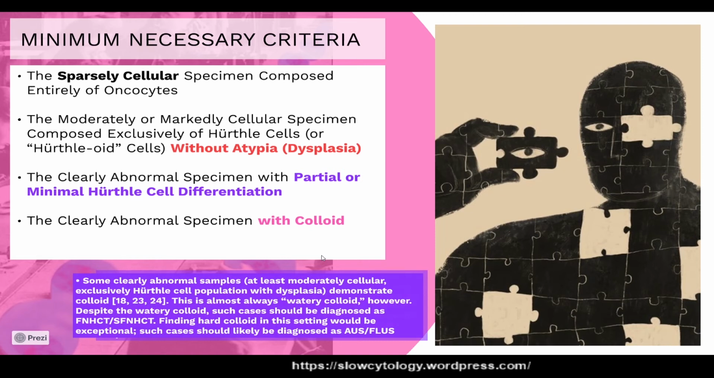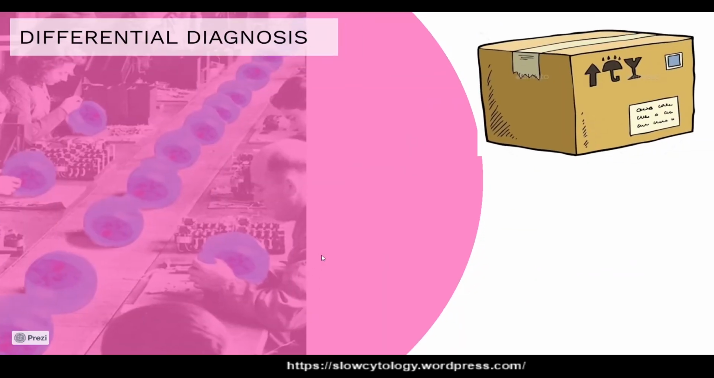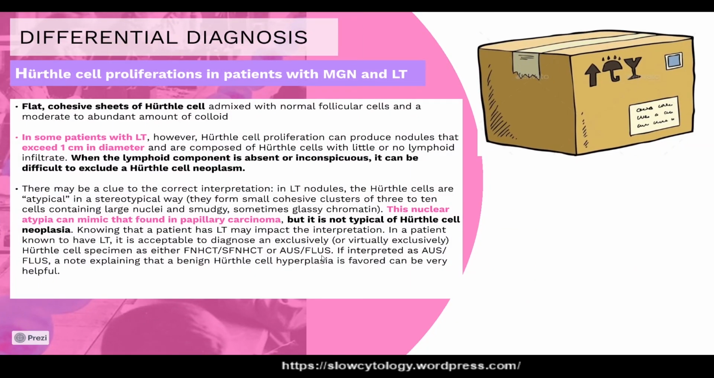The most important differential diagnosis in the non-neoplastic category includes multinodular goiter and lymphocytic thyroiditis. Abundant colloid, especially dense colloid, and lymphocytes prevent the use of this diagnostic category.